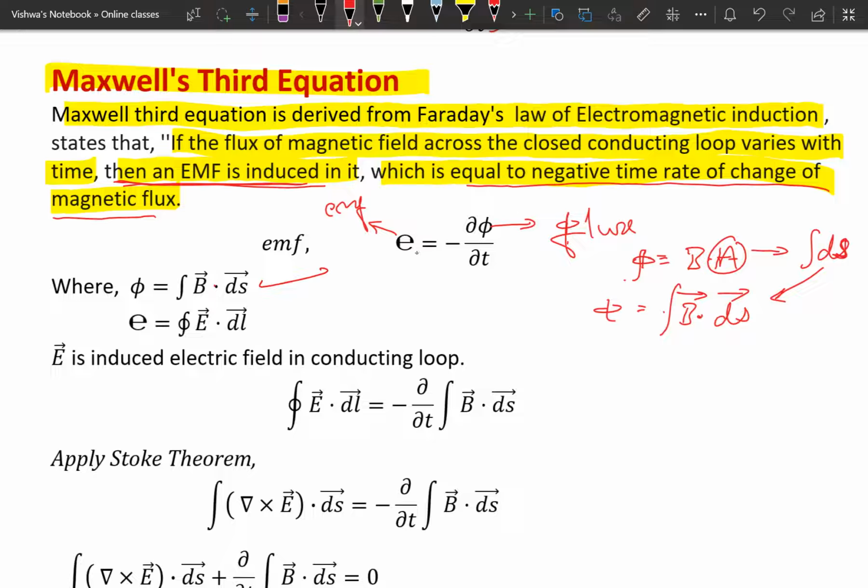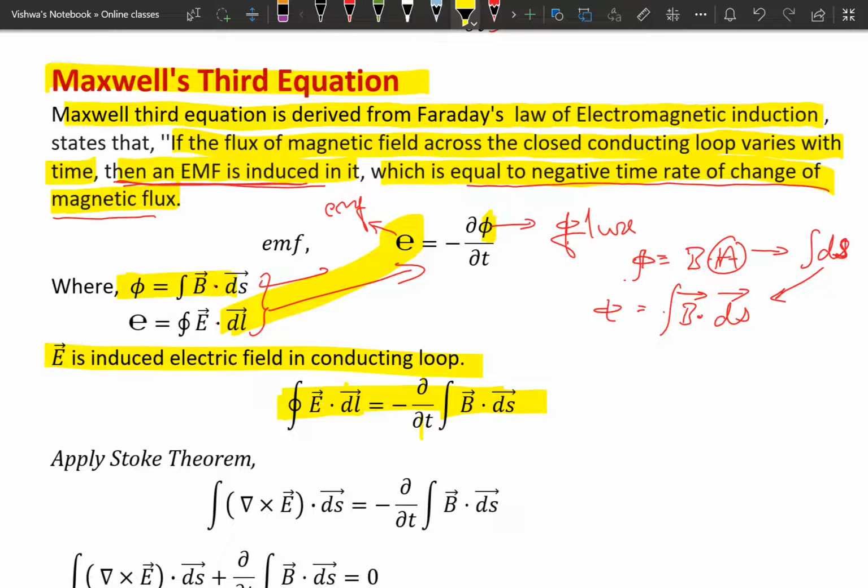And in other words, EMF can be written, in terms of the electric field, as the circular integral of E bar dot dl bar. So now substitute phi and E in these equations, then we get the circular integral of E bar dot dl bar equal to minus dou by dou t, where phi is given by the first equation, the integral of B bar dot dS bar.